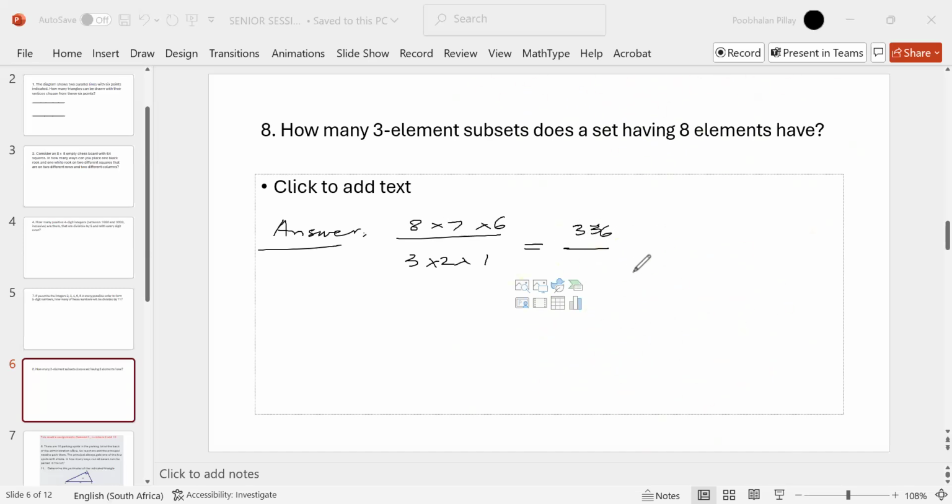But they are the whole set, the 336 total number of arrangements, but each one is counted 6 times. So you have to divide it by 6 to find out how many subsets you got. Because a subset 1, 2, 3 is the same as 3, 2, 1. The set has got the same elements. See? So therefore they must be the same. Right?